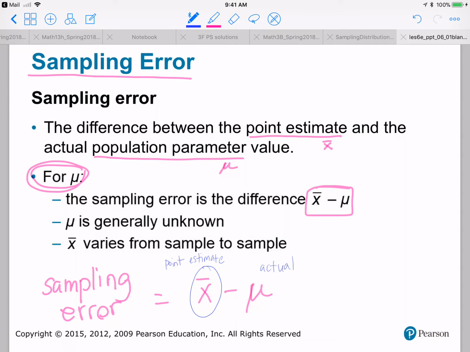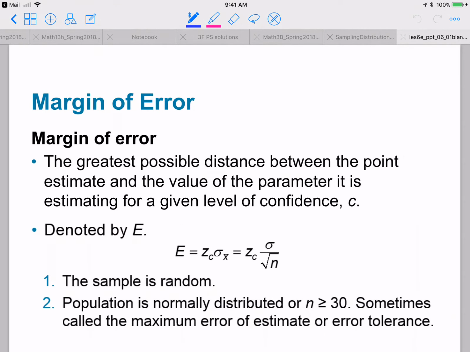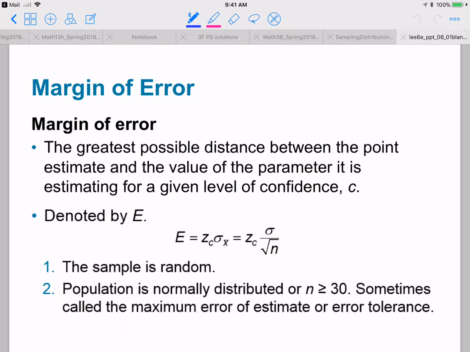Okay. Now, one of the things to notice is that the sampling error varies based on the sample that you take, because when you take different samples, you'll get different sample means, and so you'll get different sampling errors. The margin of error is the greatest possible distance between the point estimate and the value of the parameter it is estimating for a given level of confidence C.